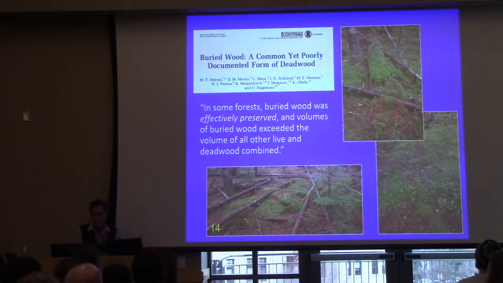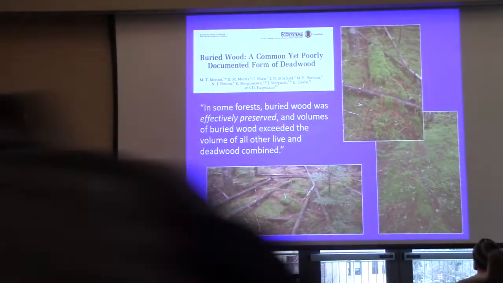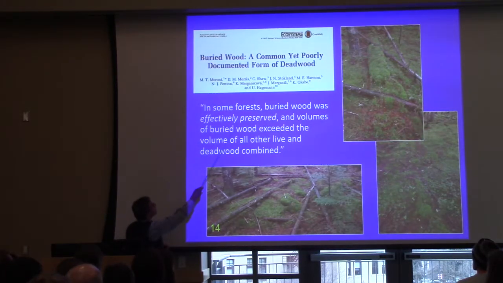So changing topics a bit, if we look at another influential paper, 2015, Moroni and others, they found that much of the deadwood in our northern temperate and boreal forests is actually covered with moss. They refer to that as burial. And they determined that the logs that become covered are effectively preserved, right?